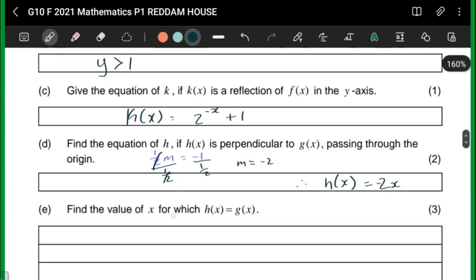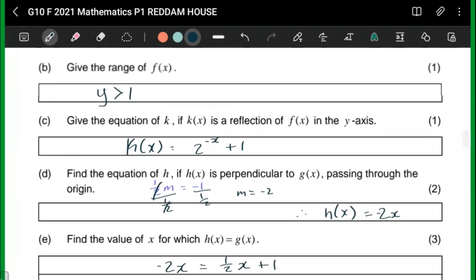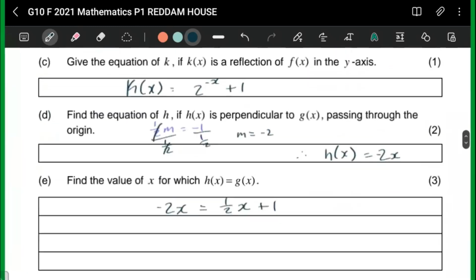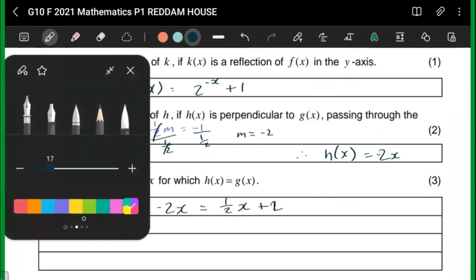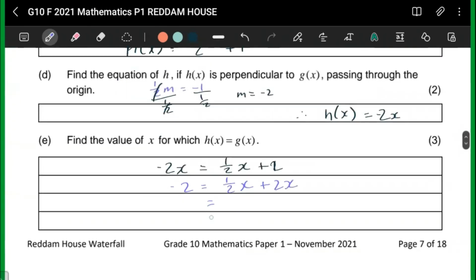Now they said, for which values of x will h of x be equal to g of x? So when they're asking you for where two graphs meet, you have to make the two equations equal, as they have done here. You can clearly see your equation of h needs to be correct. Otherwise, you lose double the marks. The equation of g, oh, it's +2. Oops. Anyways, let's solve for x here. We can take the half x and put it together with the 2x there, it becomes a plus. The 2, we can take it over, it becomes a minus. 2 plus a half is going to give you 2.5, but as a fraction, it's 5/2.